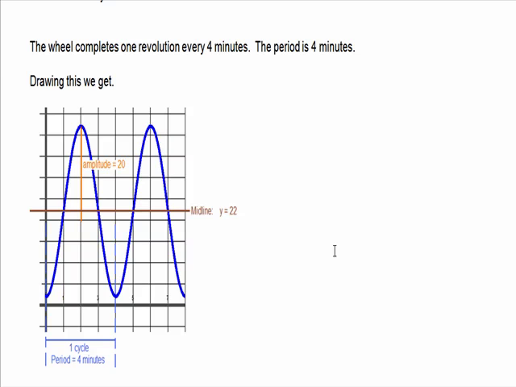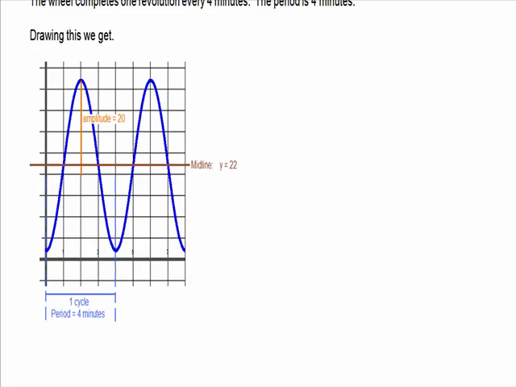Not terribly difficult, but it does take some practice. There's several questions in the book. You'll really want to make sure that you address those questions.